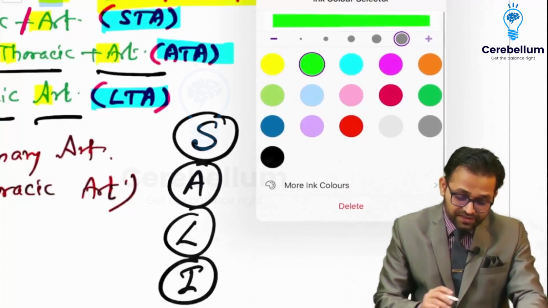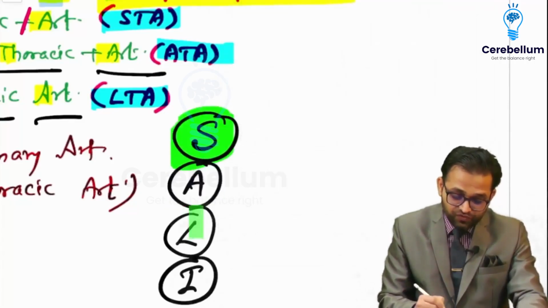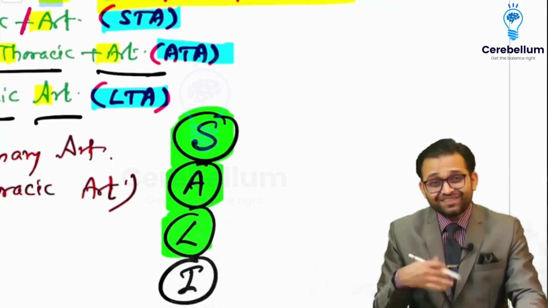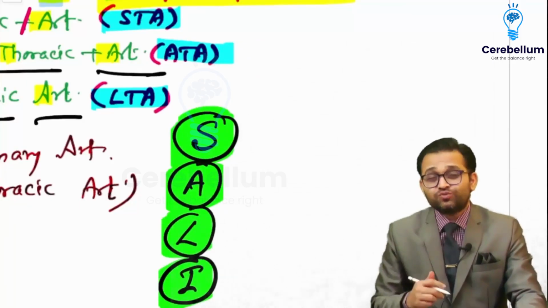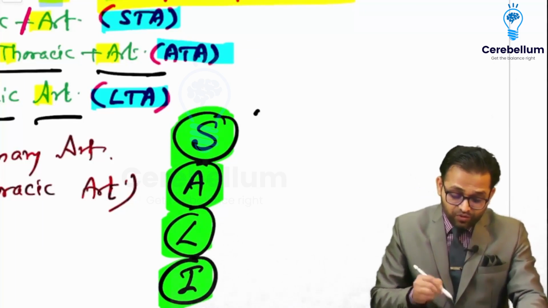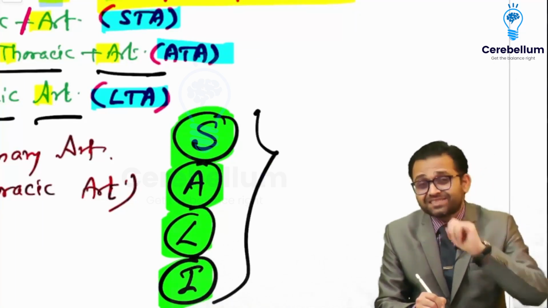Also, you can say the internal mammillary artery. So your funny mnemonic is SALI. Sali is your mnemonic. Why is it important? Because of breast cancer surgery.